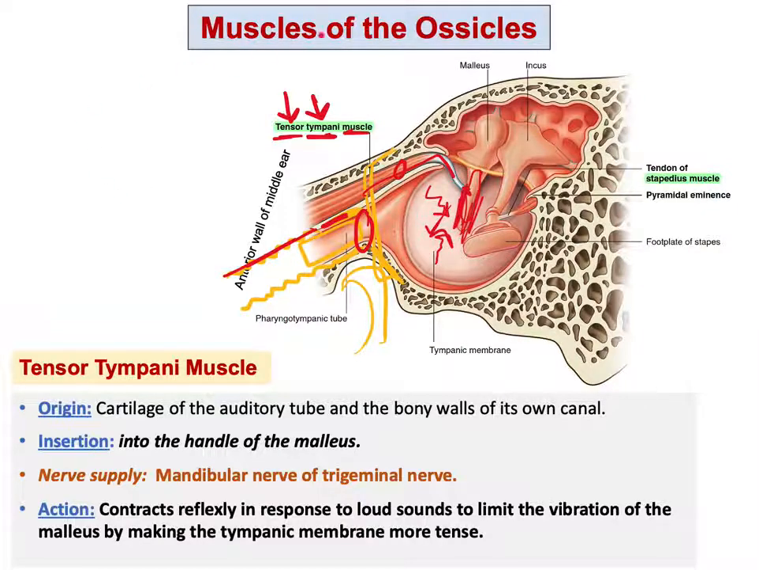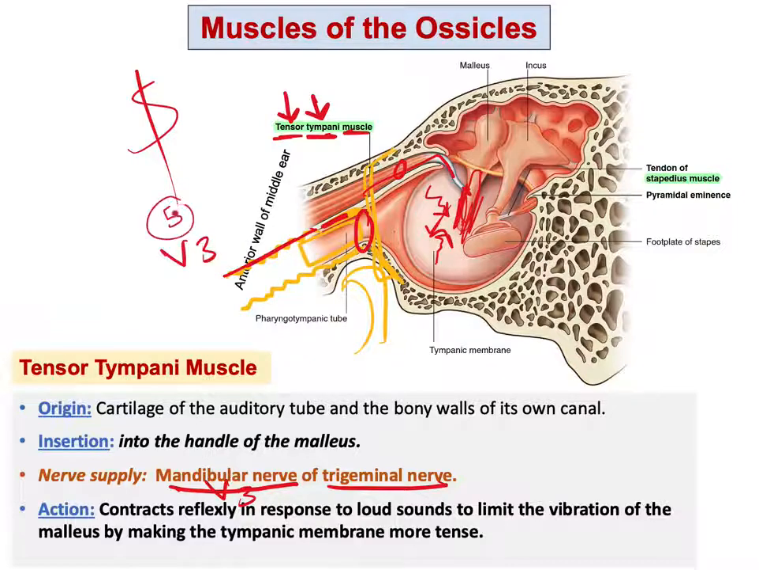So this muscle is important, but what is also important to know is that it is innervated by V3, the mandibular nerve of the trigeminal, the mandibular branch of the trigeminal nerve, right? That means V3, cranial nerve number 5, which branch? V3.